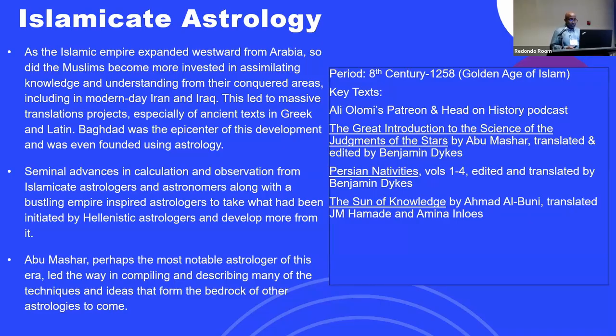Abu Mashar, perhaps the most notable astrologer of this era, led the way in compiling and describing many of the techniques and ideas that form the bedrock of other astrologies to come. And so you see over there a good number of texts.